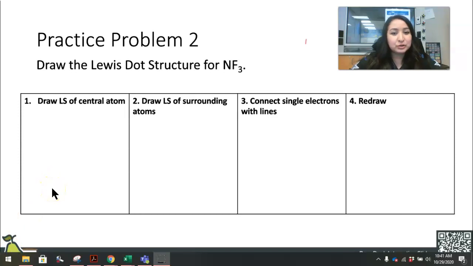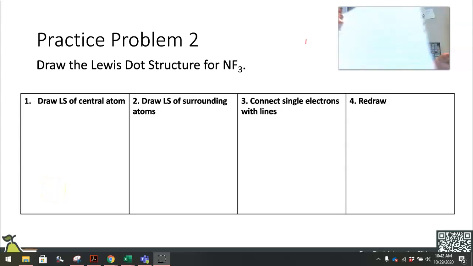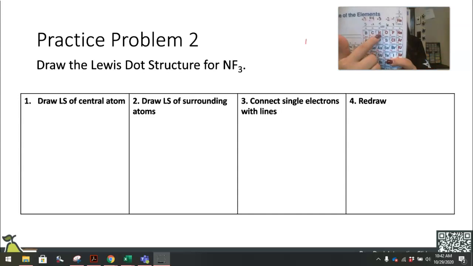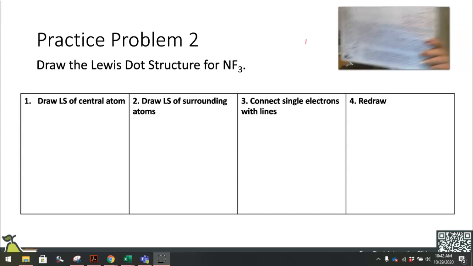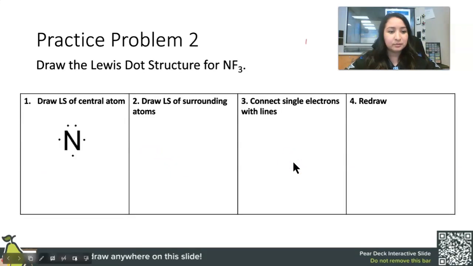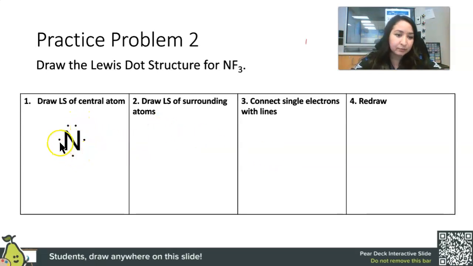Well, you should have chosen nitrogen to be the central atom. And then how many valence electrons does nitrogen get? 1, 2, 3, 4, 5. It would get 5 because it's in the 5th column. So 5 dots around the element symbol. And note that when you draw them, you should put 1 on top, then 2, 3, 4, and then 5. You do give 1 to each side before you double up.